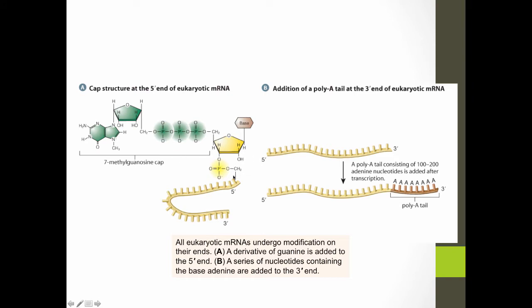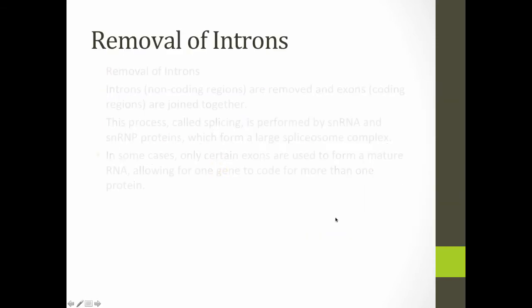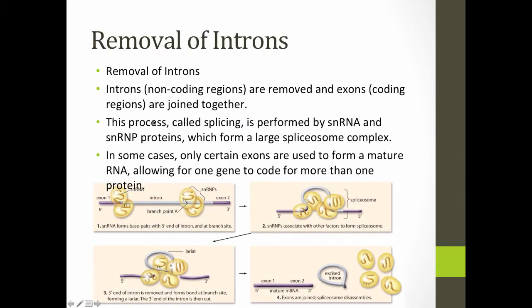So here's my 5' cap. It's a methylguanosine, so it's a modified guanine nucleotide. And then my poly-A tail, which is 100 to 200 A's. This is simplified, showing you about 10. But now, the removal of introns.